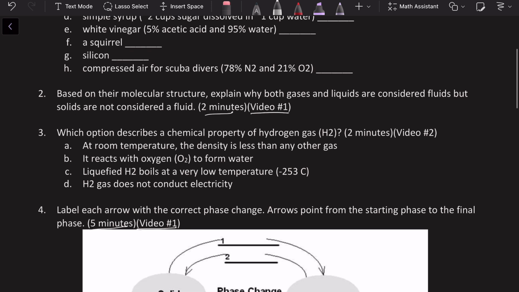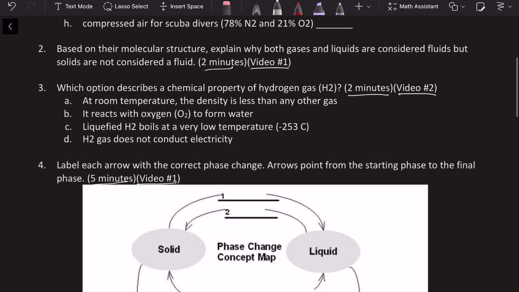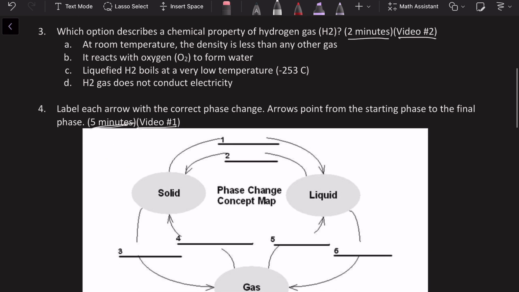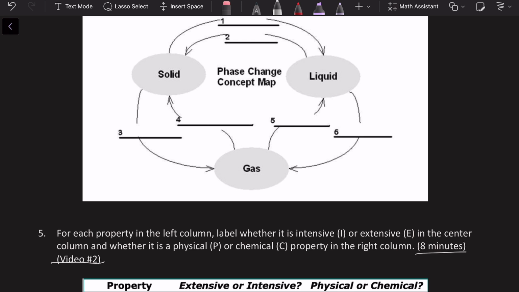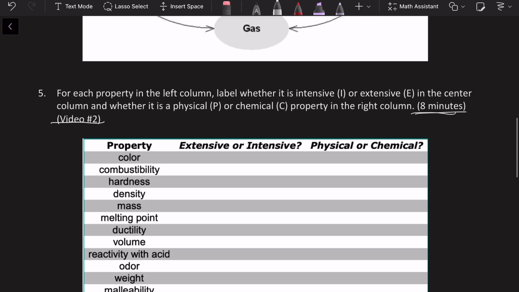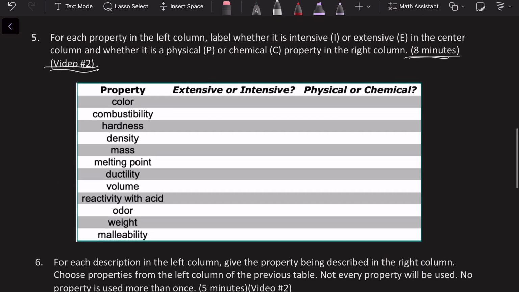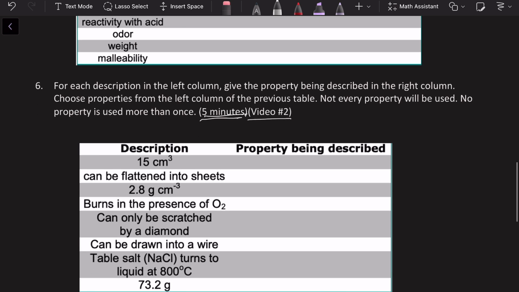Question number 3, multiple choice, 2 minutes. This one is video number 2, Understanding Matter Part 2. Question number 4 is a fill in the blank, 5 minutes, and this is Understanding Matter Part 1 again. Question number 5, 8 minutes. This is Understanding Matter Part 2. Question number 6, 5 minutes, Understanding Matter Part 2.